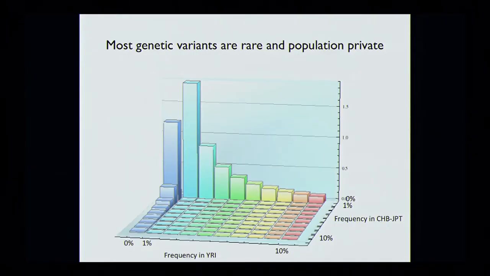Okay, and this is the only bit of population genetics in most of the talk. This is an esoteric summary of genetic variation known as the joint allele frequency spectrum. So if you hold on for a minute, hopefully you'll see why this is important.